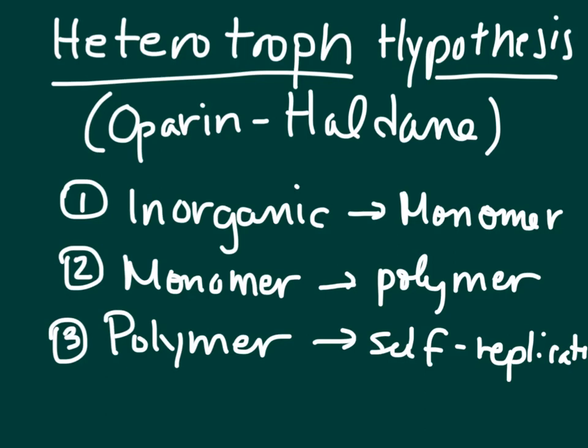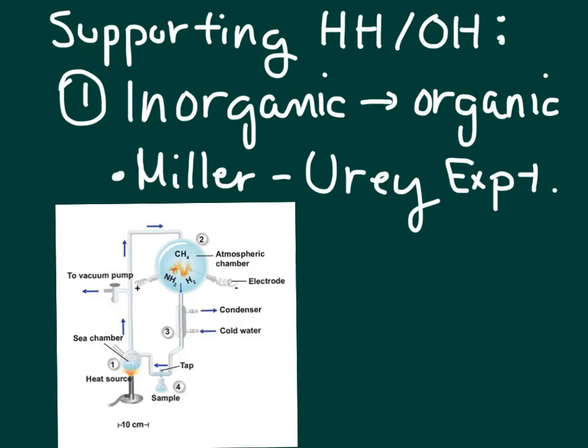For the heterotroph hypothesis, the Oparin Haldane hypothesis, to be worth discussing, we have to be able to test it. We have to be able to support assumptions 1, 2, and 3 of this hypothesis. And since probably about the 1950s, scientists have been working on doing exactly that. The first support for the heterotroph hypothesis, or Oparin Haldane hypothesis, or primitive soup model, whatever you want to call it, the inorganic to organic, the first experiment that was done by two scientists, Stanley Miller and Harold Urey.